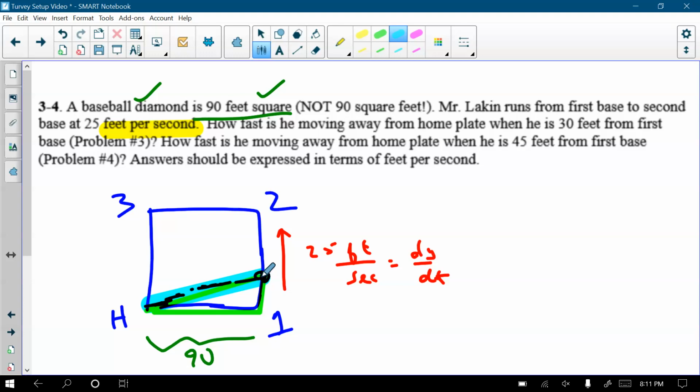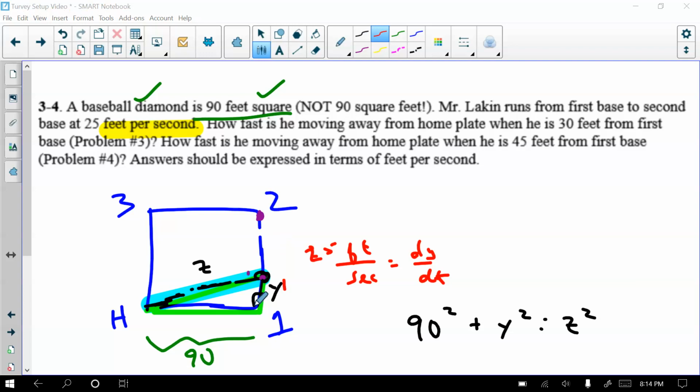So I have 2 variables that are related here, and I can start setting that up. If I call this y and I call this z, then I can say that 90 squared plus y squared equals z squared. This is an equation that relates the 2 variables: my position from first base, and my position from where I am running to home, the z value. I should note that this is a 90-degree angle.